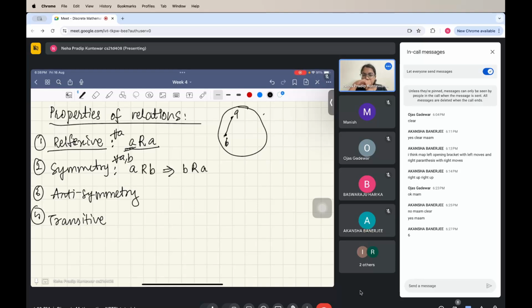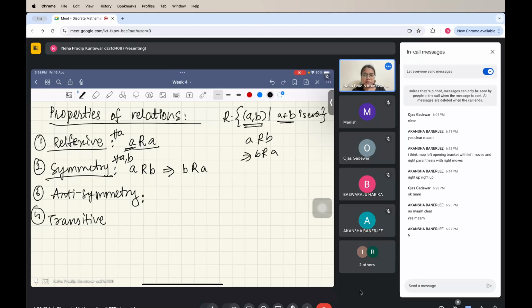So for example, I'll take a better example. R is a relation of all A, B such that A plus B is even. In this case, if A is related to B, then this implies that B is related to A, because if A plus B is even, then B plus A is also even. So if a relation satisfies this property, then you say it is symmetric.